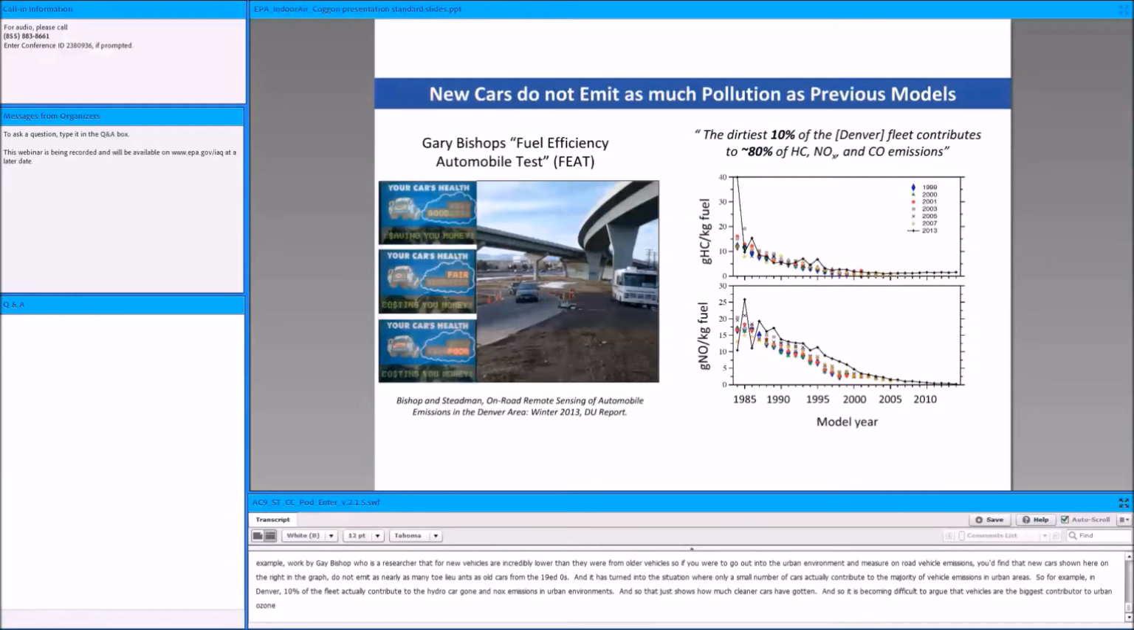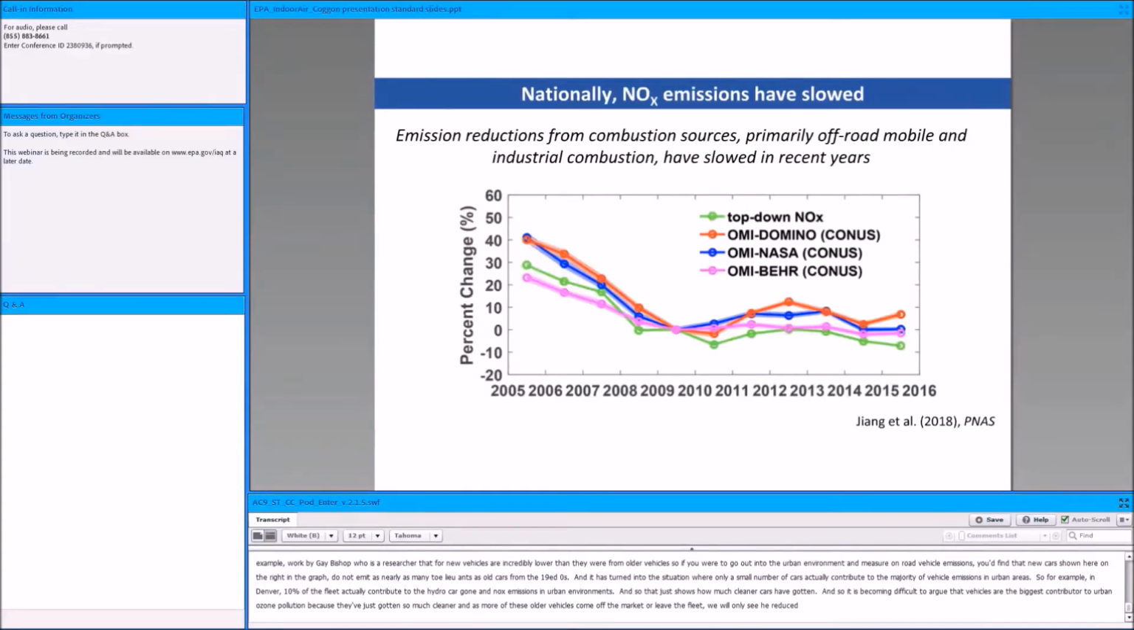And as more of these older vehicles come off the market or leave the fleet, we will only see reduced effectiveness of controlling vehicle emissions. And this is something that's been shown even more widely across the U.S. If you were to look at satellite retrievals of NOx and CO emissions, you'd see that over the past decade, there hasn't been a drastic reduction in NOx and CO emissions across the U.S.